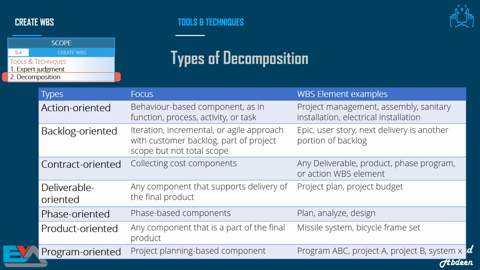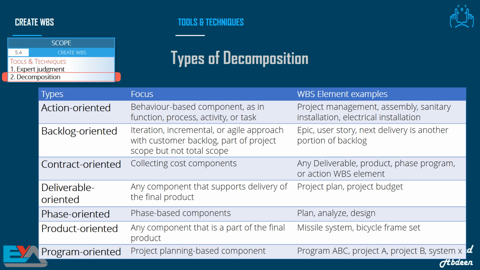By the way, these types are not mentioned in the PMBOK, but they are included in the Practice Standard for Work Breakdown Structures 3rd edition. Some of them are implied in the PMBOK. A work breakdown structure, WBS, can be action-oriented, backlog-oriented, contract-oriented, deliverable-oriented, phase-oriented, product-oriented, program-oriented, or even a combination of these. Let's take some examples. A phase-oriented WBS focuses on the project phase-based components. For instance, the planning phase, the analysis phase, and the design phase.